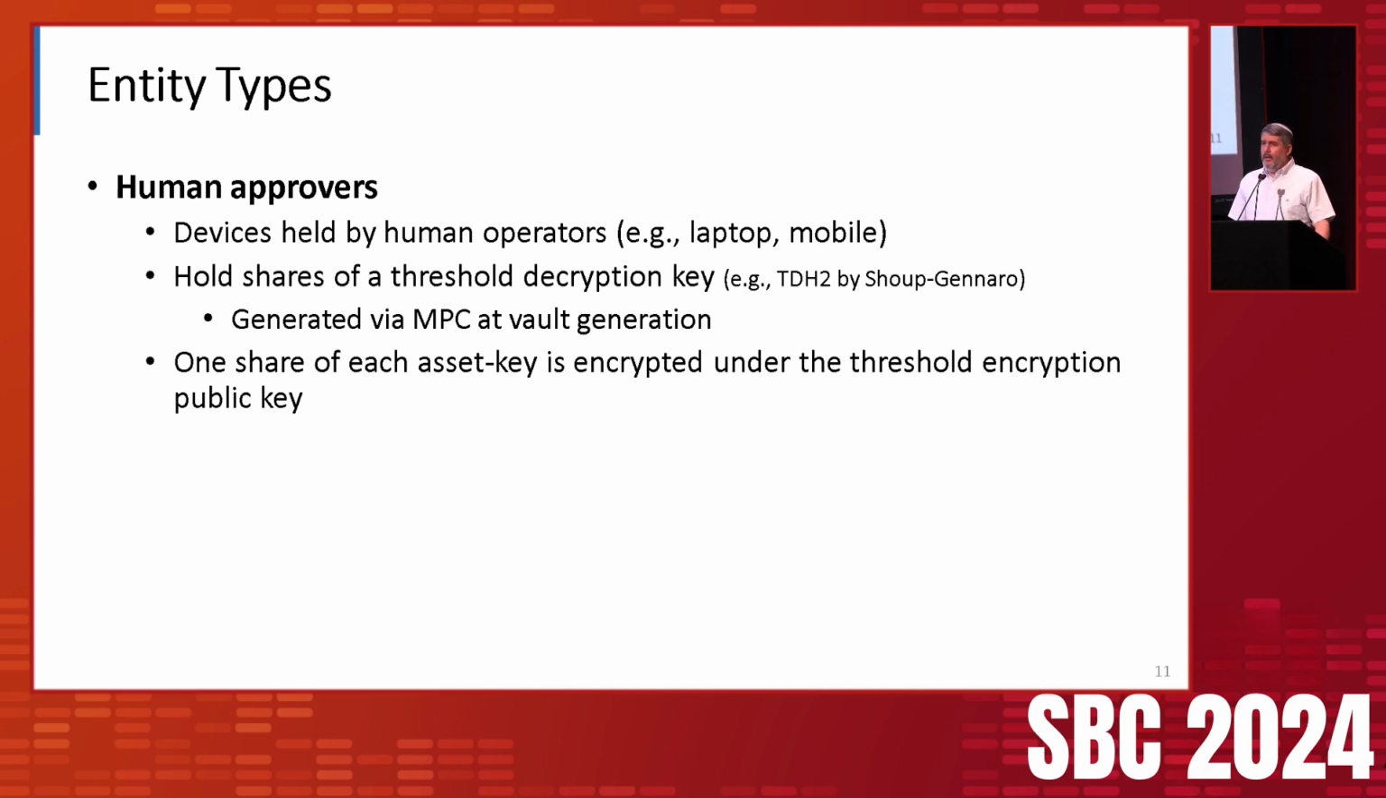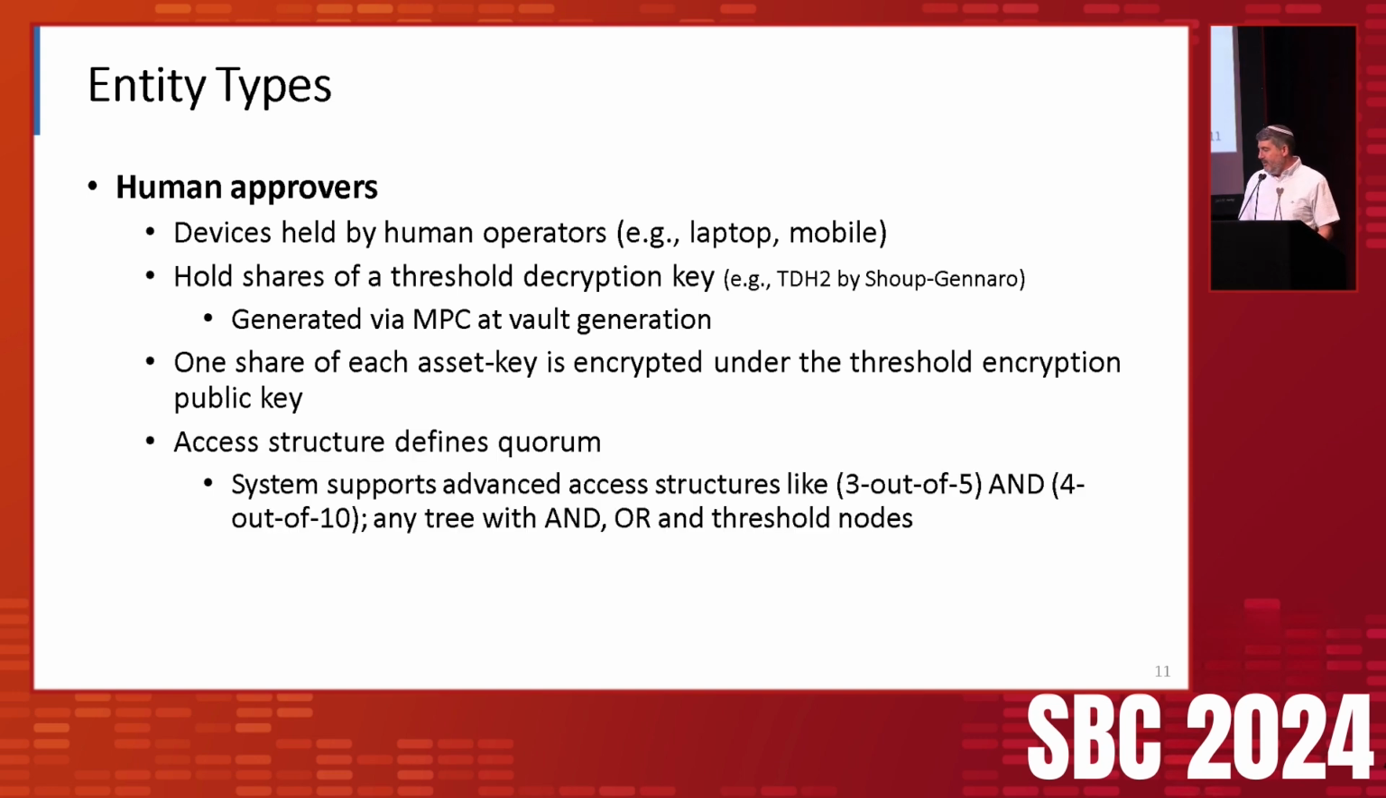And how does this connect to the asset keys? There is one share of the asset key which is held by the human approvers, and this share is encrypted under that threshold encryption key. Okay, so we have one share being held by the offline environment, one share being held by the human approvers, but that share is encrypted under a threshold encryption key, so you need a quorum of approvers in order to be able to access that share.